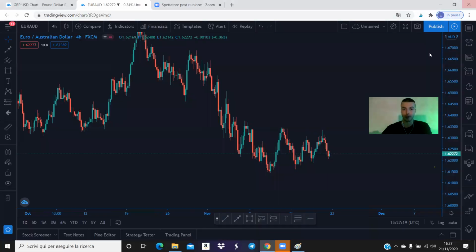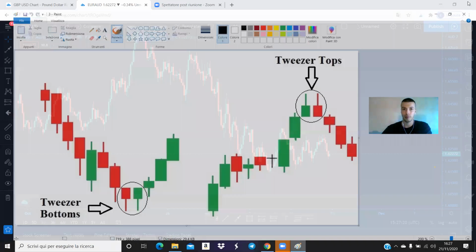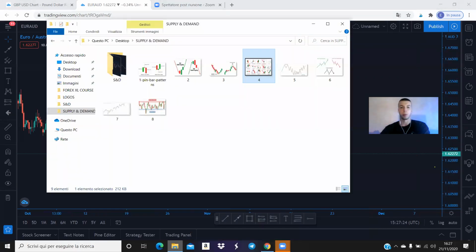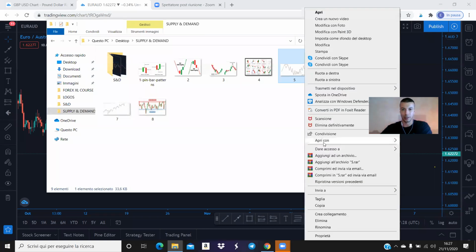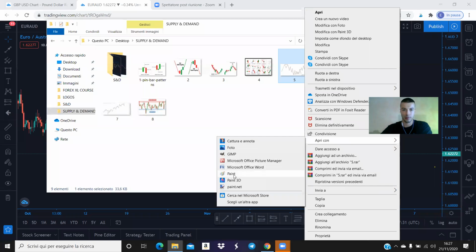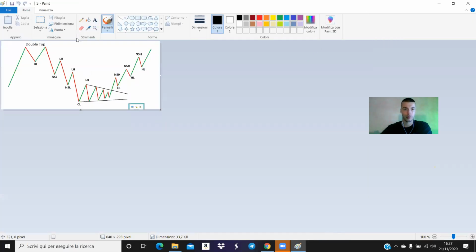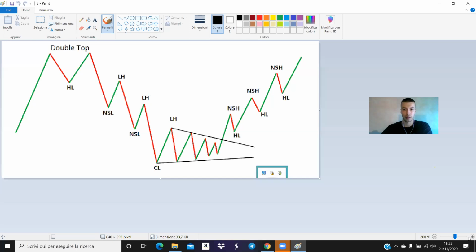So let me close everything. All right. So market structure, and you will see in a minute why it is so important. All right. The market moves in phases. So it moves either to the upside, to the downside, so in a bullish market, bearish market, or in a range. Range means that it is going sideways.